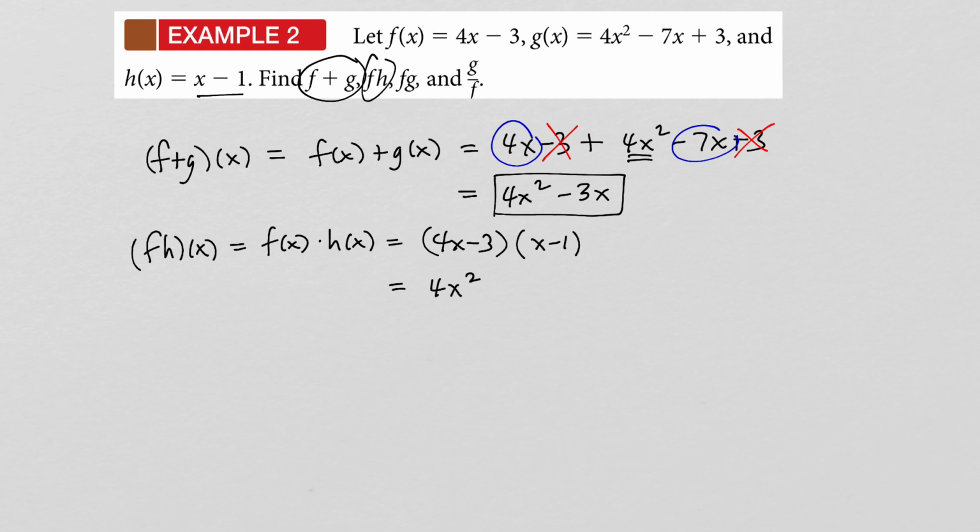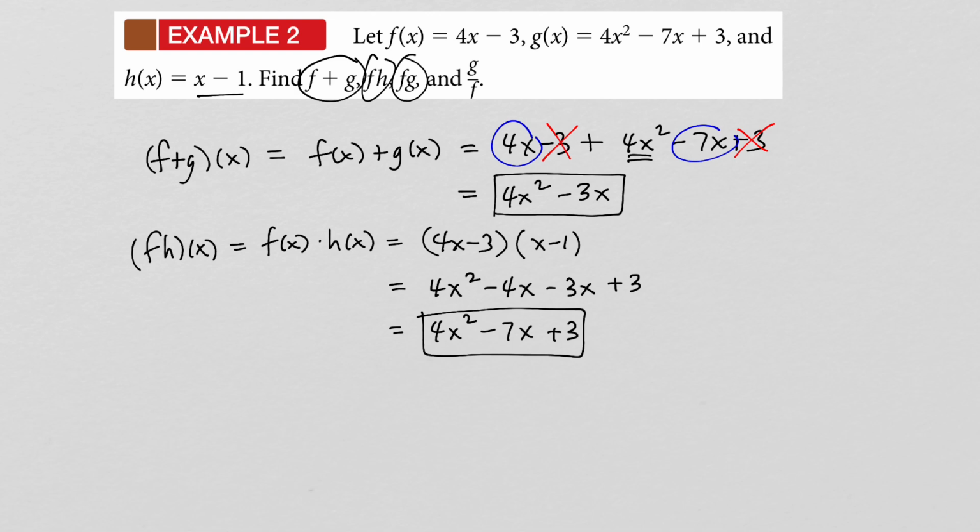4x times x is 4x squared. 4x times negative 1 is negative 4x. Negative 3 times x is negative 3x. And negative 3 times negative 1 is positive 3. Combining like terms, we have 4x squared minus 7x plus 3.